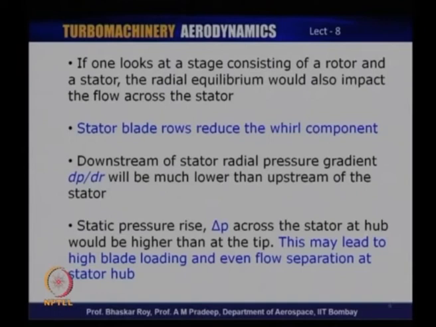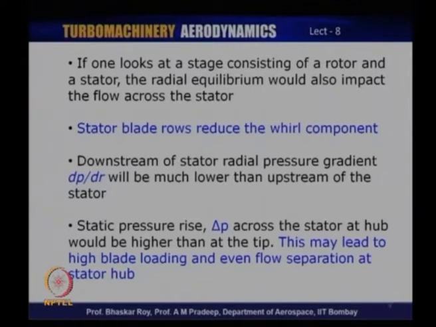Now, if you look at some of the other summary comments that we would like to make, a stage consists of a rotor and a stator. If you have radial equilibrium of forces balance in the rotor, it would impact the flow across the stator. Now, the rotor blade rows, by virtue of the fact that they are working, increase the whirl component. The stator blade rows would reduce the whirl component across its own row, across the entire length, that is from root to the tip of the blade. Downstream of the stator, the radial pressure gradient dp/dr will be much lower than upstream of the stator. We had seen exactly the opposite happens in case of a rotor.